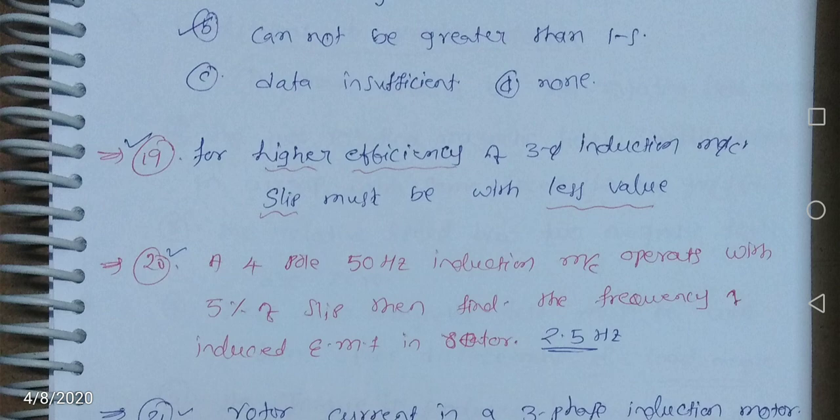When slip is decreasing, efficiency is higher. So when slip is minimum, efficiency is high. To get a minimum slip, the NR value must be more and nearly equal to the NS value.